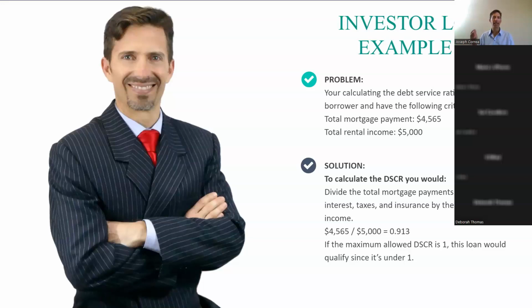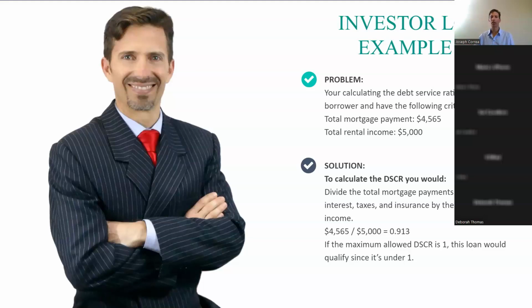0.913. And if the lender requires that the DSCR be no more than 1, in this case it's under 1 because it's 0.913. So this loan would qualify. The borrower would be able to choose to have the debt service ratio loan. So those are the two loans you're going to choose, debt service ratio or no debt service ratio, basically. There's other types of loans, like bank statement loans. But when it comes to rental properties, it's plain and simple, which is awesome because it makes our life very, very easy.